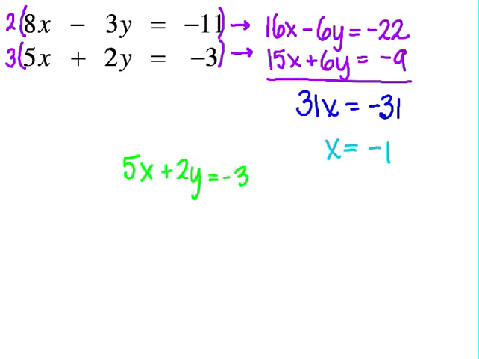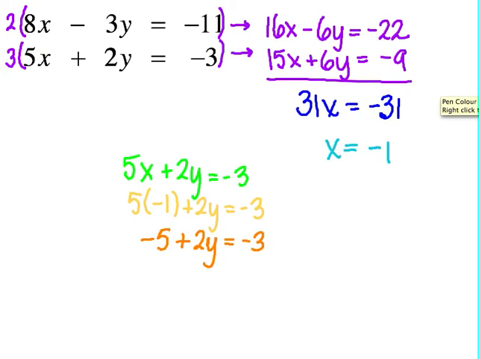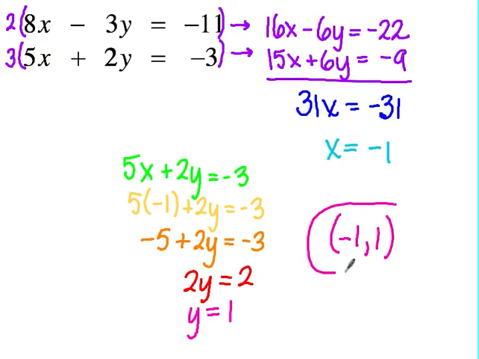Even though you multiplied it, you don't have to use the multiplied one. I'm just going to use the original equation from the problem. So I've got 5 times negative 1 plus 2y equals negative 3. So negative 5 plus 2y equals negative 3. What do you get 2y to equal? 2. So then y equals 1, so your solution is negative 1, 1. Pretty straightforward?